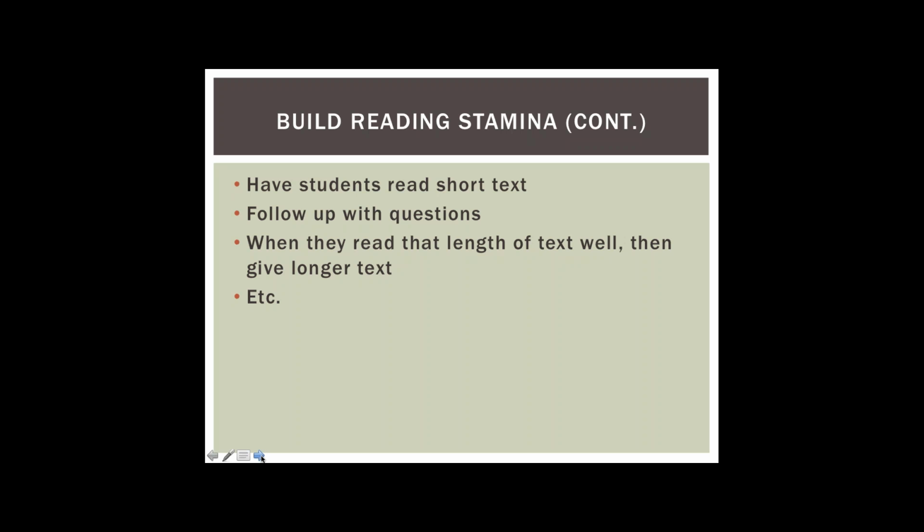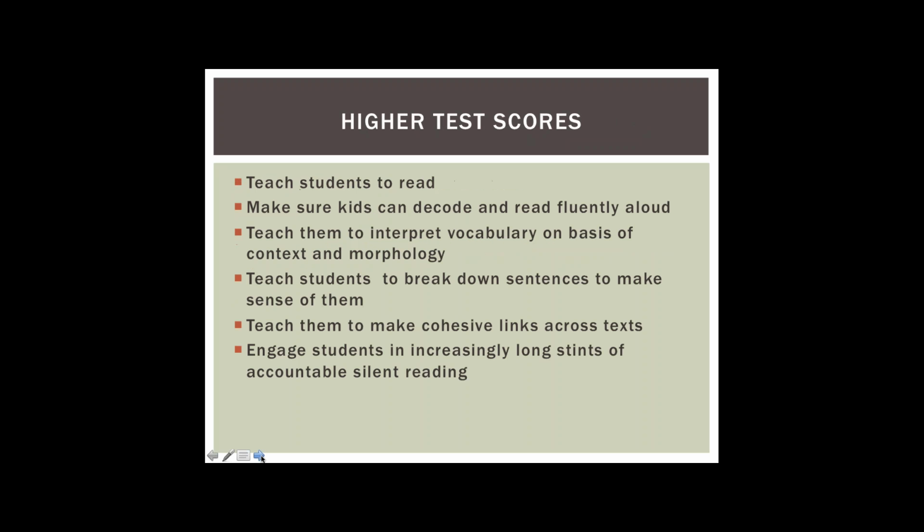And I think if you do this whole list of things, that is making sure that kids can decode and read fluently aloud, teaching them to interpret vocabulary on the basis of context and morphology, teaching students to break down sentences to make sense of those sentences, teaching kids to make cohesive links across text, and certainly engaging students in increasingly long stints of accountable silent reading.